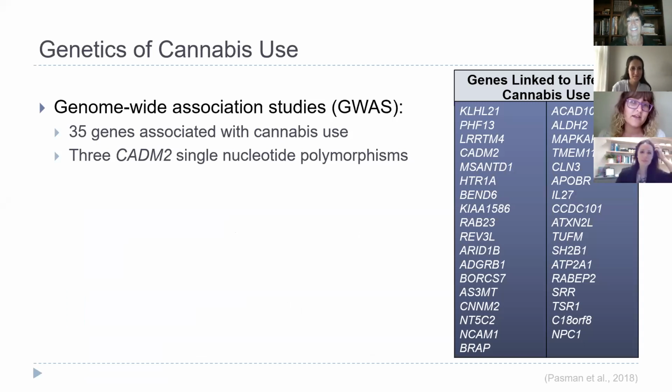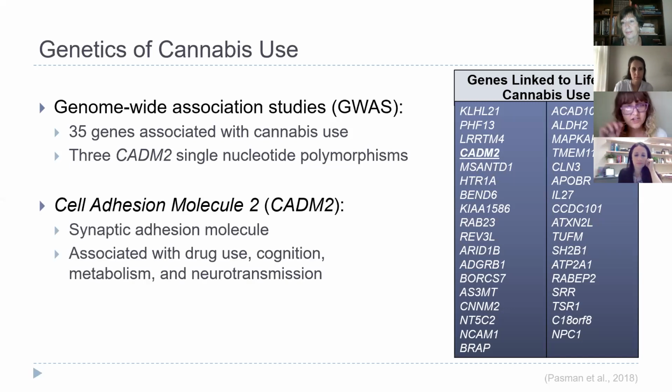So cannabis use has a significant heritable component. It's estimated that about 50% of the variance in lifetime or ever use of cannabis can be attributed to genetics. When it comes to candidate genes that have been implicated in lifetime use of cannabis, GWAS, or genome-wide association studies, have identified over 35 candidate genes.